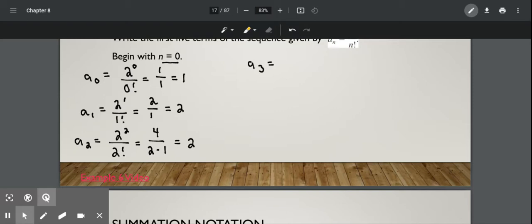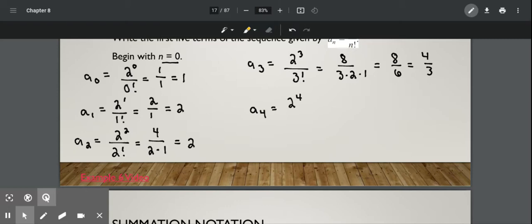A sub 3 would be 2 to the 3rd over 3 factorial, which would be 8 over 3 times 2 times 1. So 8/6 would be 4/3.